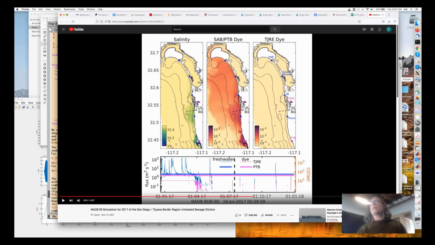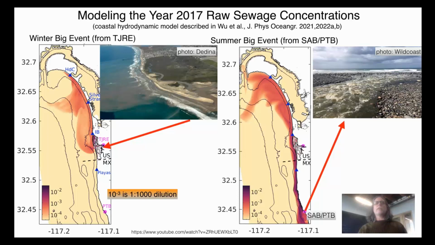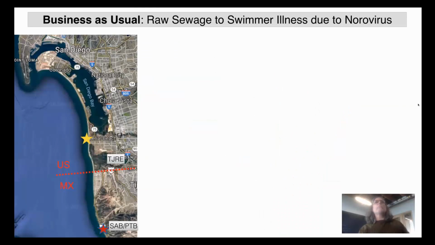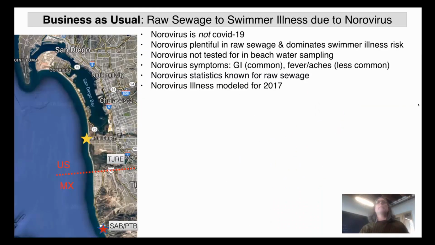Okay, let's go back to the presentation. Okay, so business as usual. We're going to now model swimmer illness due to norovirus. I have to say that norovirus is not COVID-19. It's plentiful in raw sewage and it dominates swimmer illness risk. It's not tested for in beach water sampling.